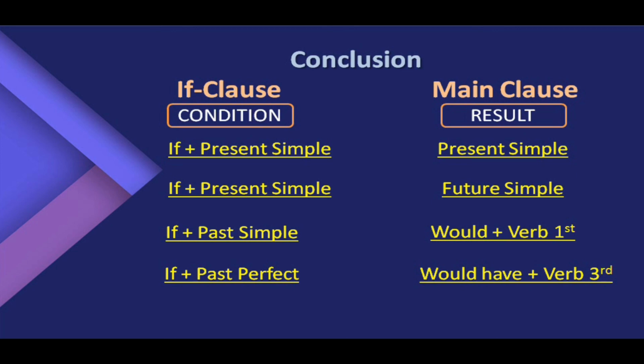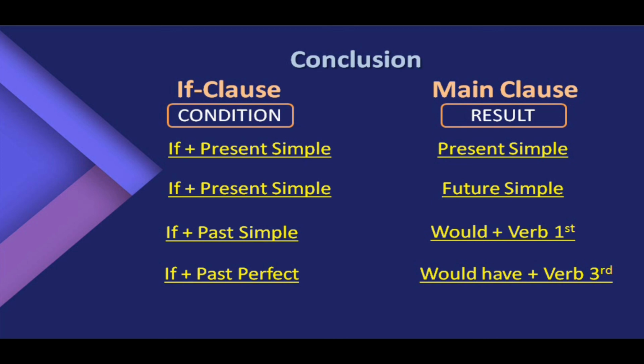Now let's see the second conditional, type 3. The structure of second conditional, type 3, is if plus past simple. This is the structure of if clause. Here's the condition. And the structure of result clause, when clause, is would plus verb first form. It means with the if clause we use past simple and in the when clause we use would plus verb first form. This second conditional sentence, type 3, talks about a hypothetical, unlikely, unreal situation in the present or future.